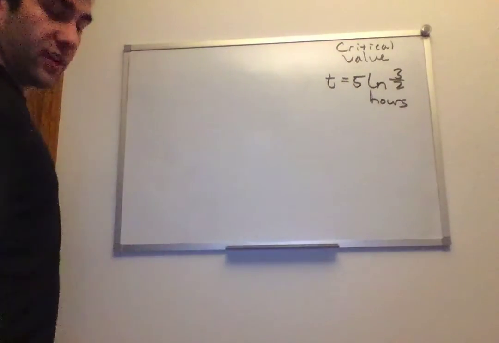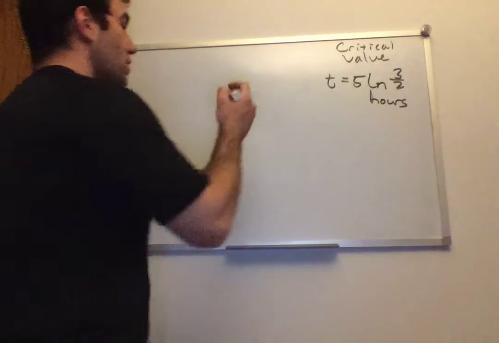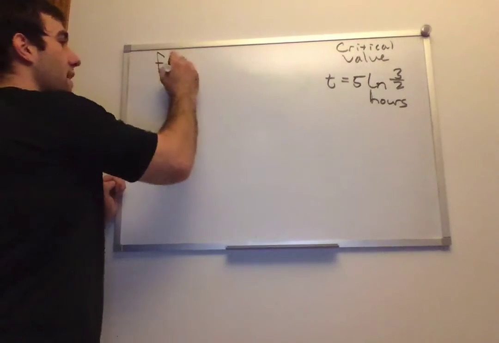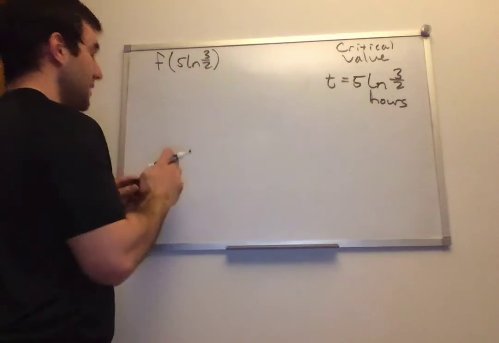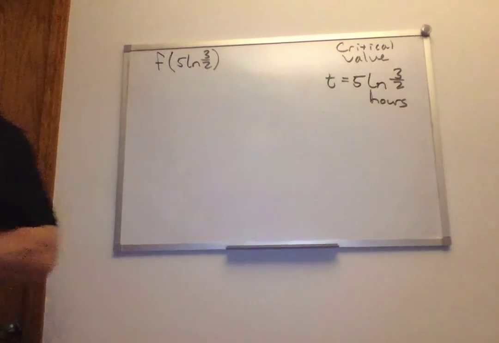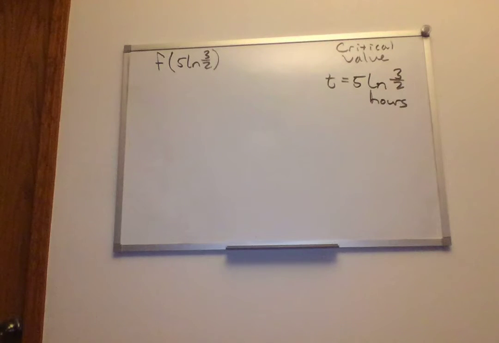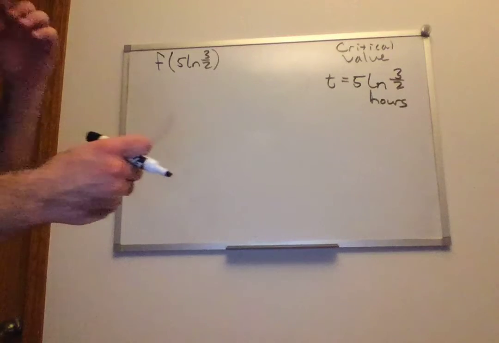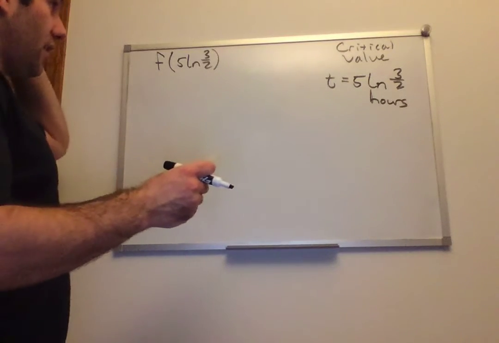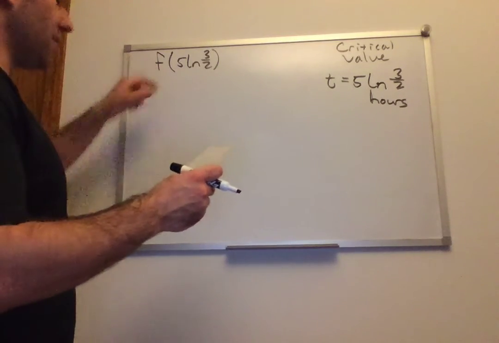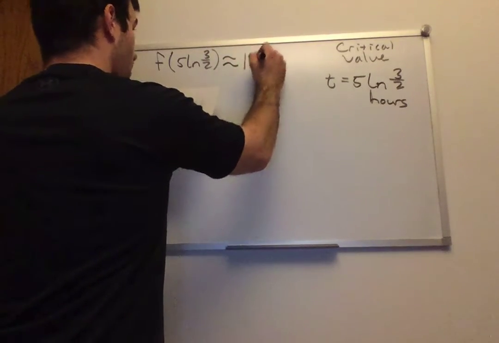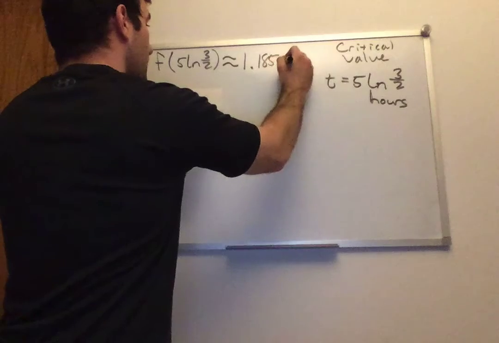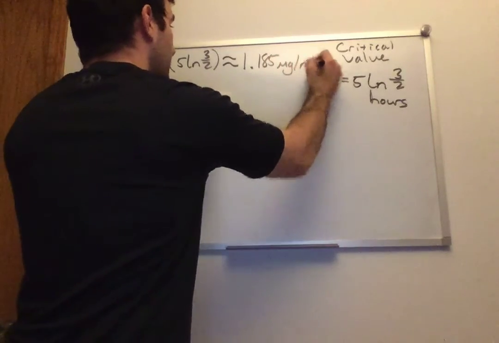Again, we don't have any other critical values. So we need to find the function value of 5 ln of 3/2. Now, I punched this in on a calculator. I didn't give the exact value of the function value. This is approximately 1.185 micrograms per milliliter.